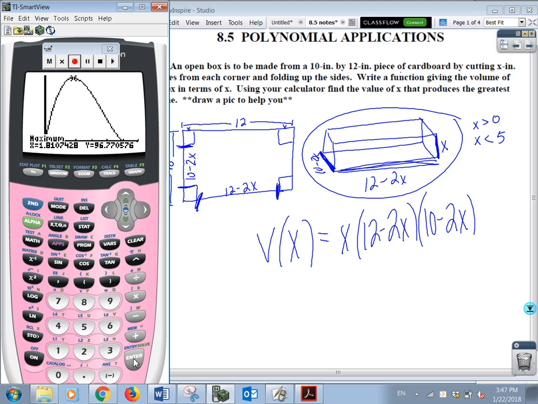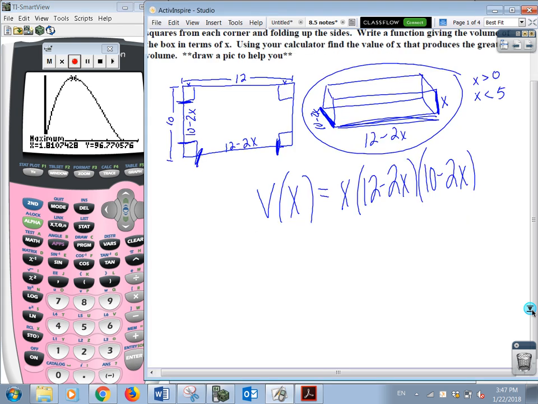Find the value of x that produces the greatest volume. So that would be x equals 1.811 inches. That will produce the greatest volume. If it said what the greatest volume would be, it would be 96.771 inches cubed.